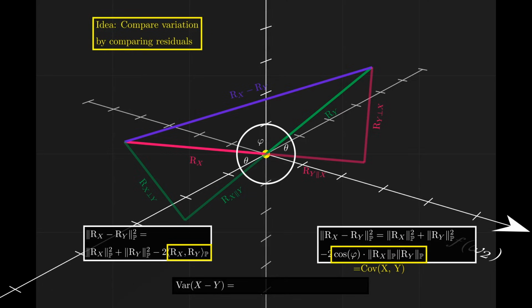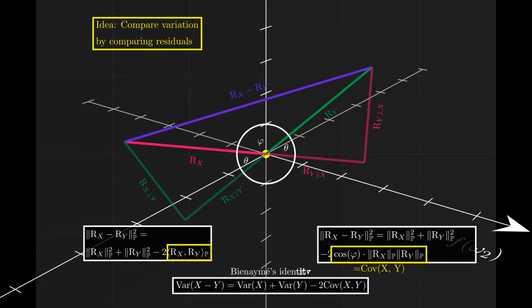Third, if we translate these geometric terms back to stochastic ones, we find that the variance of x minus y can be written as the variance of x plus the variance of y minus 2 times the covariance of x and y, which is basically the formula of Bienaymé from probability theory. So we again find a well-known formula by using the Pythagorean theorem in the probability-weighted geometry.